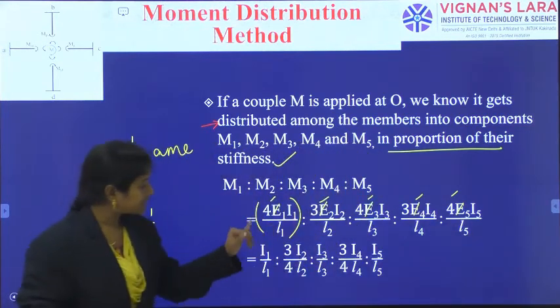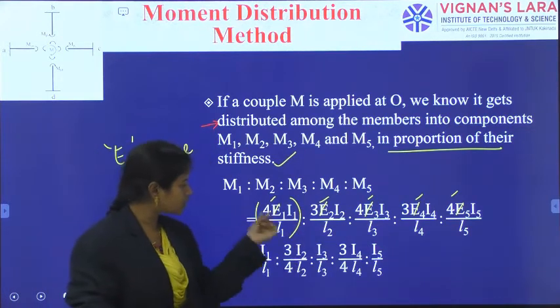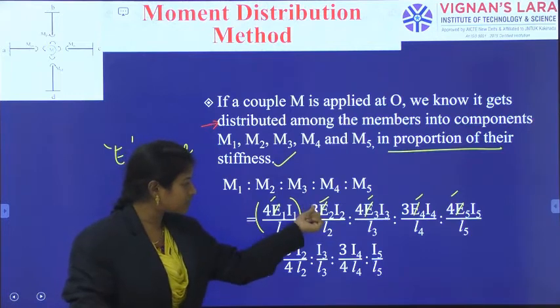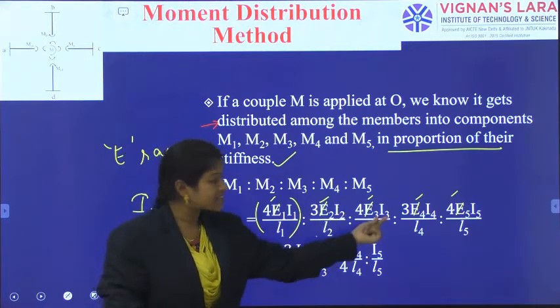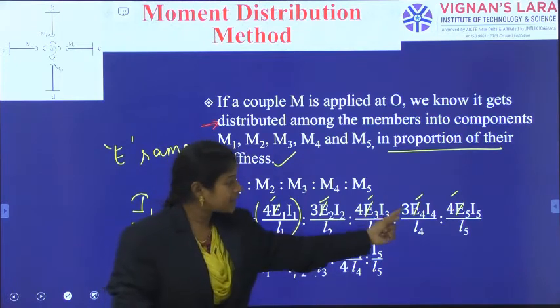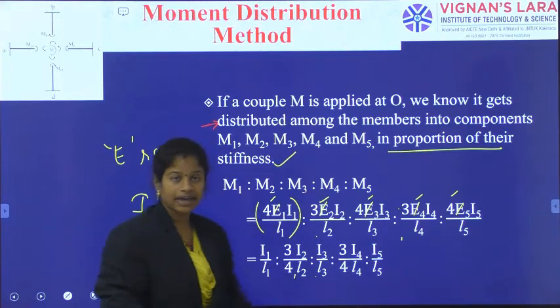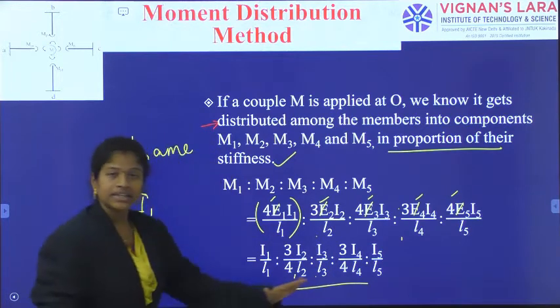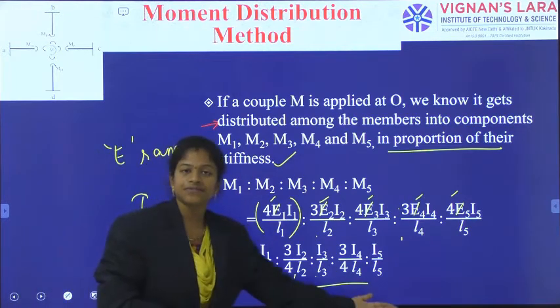Okay, E cancelled, and then 4 is there. I am taking all the 4s to the down. So I1 by L1 is equal to 3 by 4 of I2 by L2, and the 4 and 4 are getting cancelled, I3 by L3, and then 3 by 4 of I4 by L4, and then finally I5 by L5. What is this term giving? The ratio of the moments is equal to, or in the same proportion as, the stiffnesses of the members.